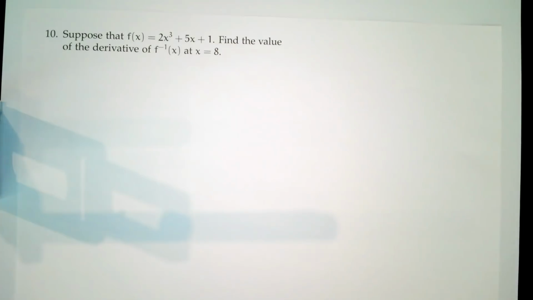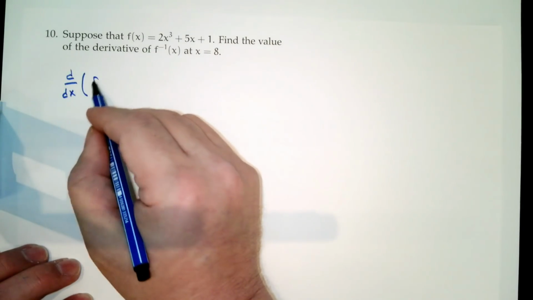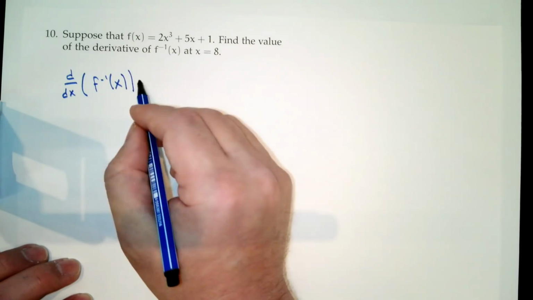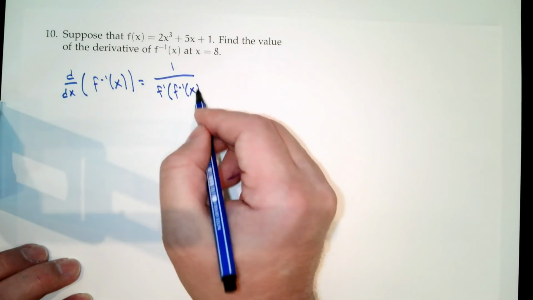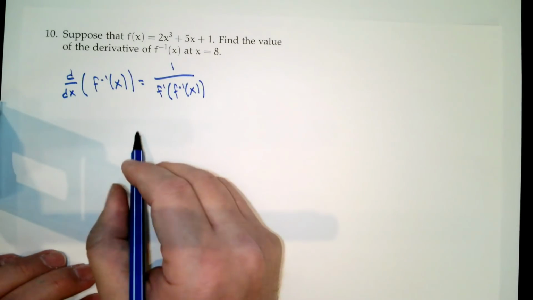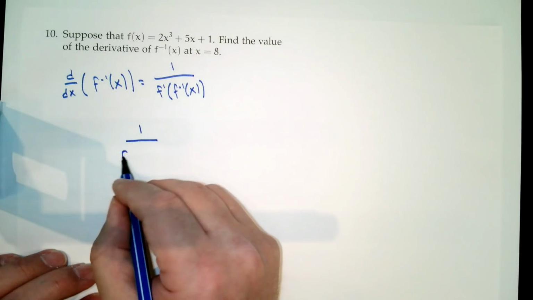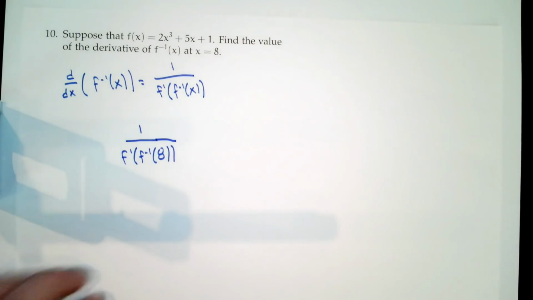Okay, so this one is asking about the derivative of the inverse, so we should probably remember the rule. So here's the rule. The derivative of f inverse of x is 1 over f prime of f inverse of x. Okay, so that's simple enough. And so it's asking us for the value of the derivative at x equals 8. So what do we need? We need 1 over f prime of f inverse of 8. So that's what we need.